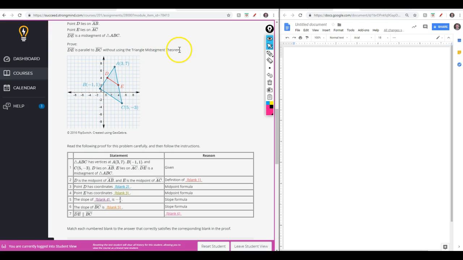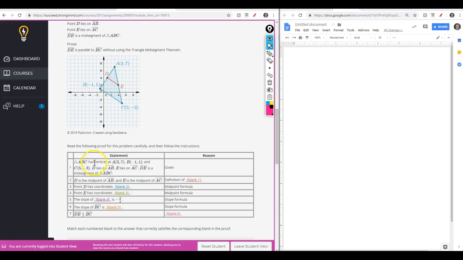Alright, the triangle mid-segment theorem just says that mid-segments are automatically parallel to the base, to the opposite side that they're not ending on. So that's what the triangle mid-segment theorem is. So they're wanting us to use slope instead.